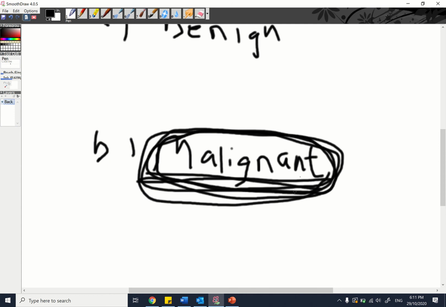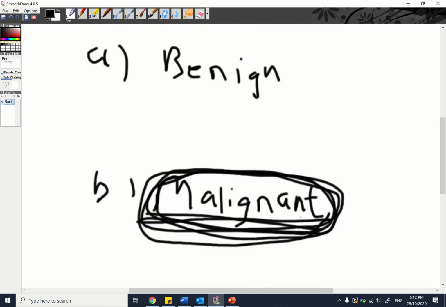But anyway, benign is good. I mean, it's not as harmful, but it can be harmful. And malignant is definitely really, really bad. So that's all. That's unit 2.5, the cell cycle.